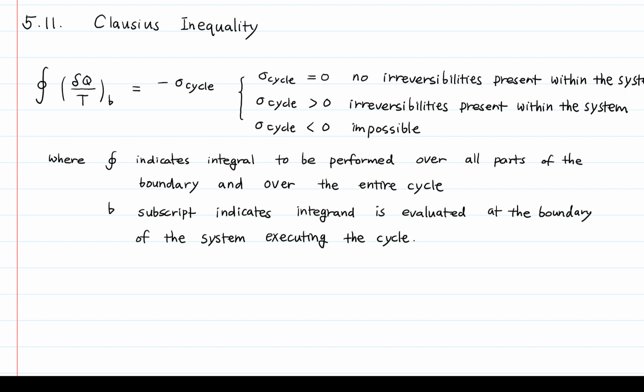Clausius mathematically expressed the second law of thermodynamics. The Clausius inequality describes how the heat transfer occurring at a particular temperature is related to the amount of irreversibility. It states that for any cycle, the cyclic integral of delta Q divided by temperature T is equal to negative sigma cycle, which is always less than or equal to 0.